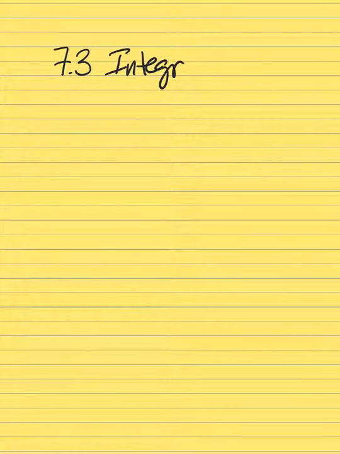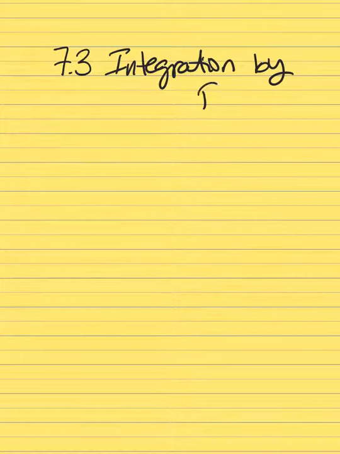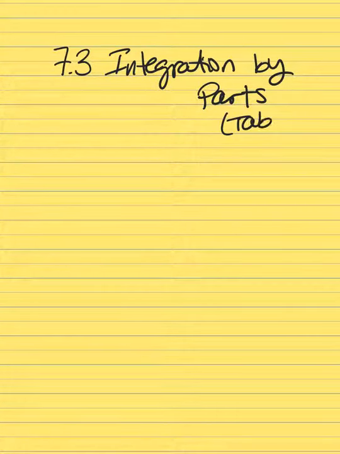All right, guys, this next section is 7.3, which is integration by parts, also known as tabular. So it is another way of figuring out antiderivatives.